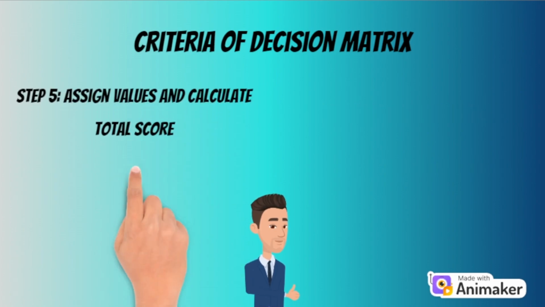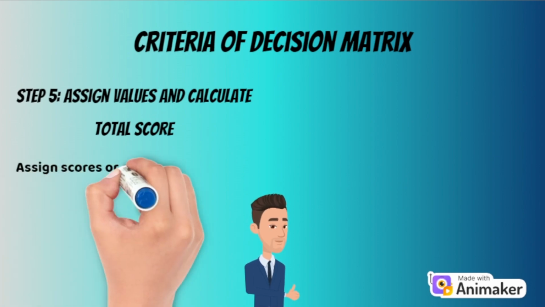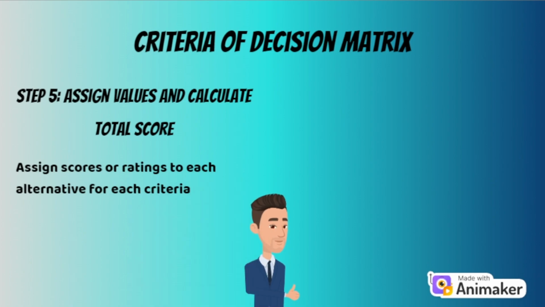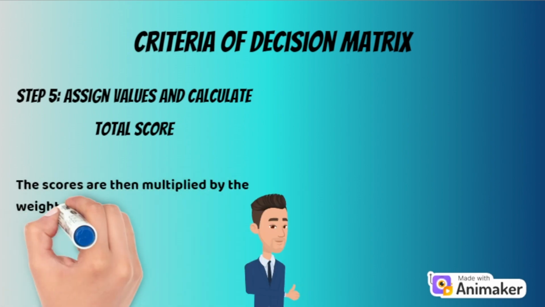Step 5. Assign values and calculate the total score. In this step, you have to assign scores or ratings to each alternative for each criterion based on the designed scoring system. This involves evaluating and assessing the performance of each alternative against each criterion. The scores are then multiplied by the weight assigned to each criterion, and the total score will be calculated.